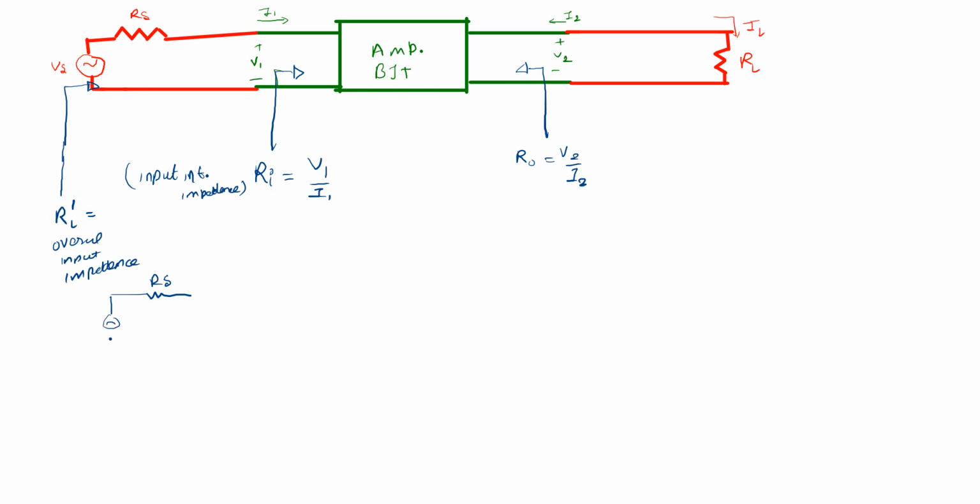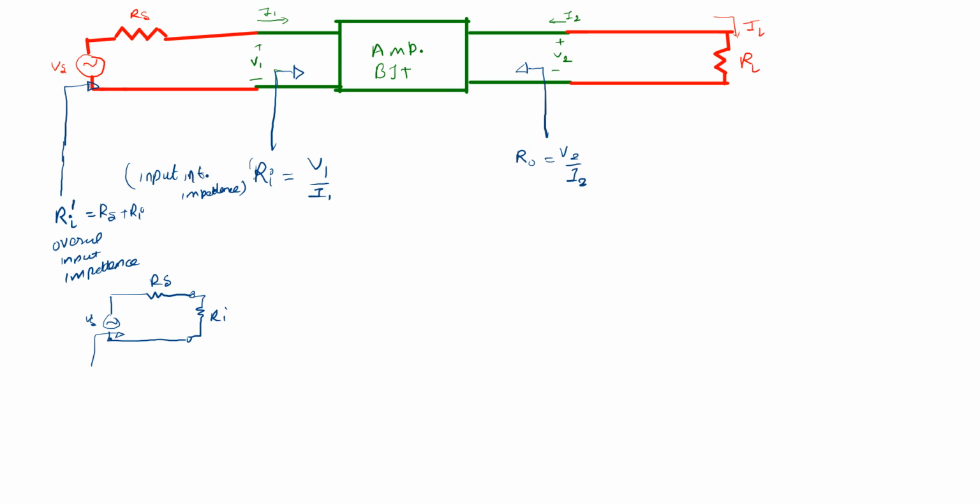This is the VS, and here we need to replace the whole network by the Ri network. So I'll put the Ri here. You can connect this to the Ri, and now we need to see from this side. So here this is Ri dash, which is RS plus Ri, because they are in series. That's why I'm writing here Ri dash equals Rs plus Ri.